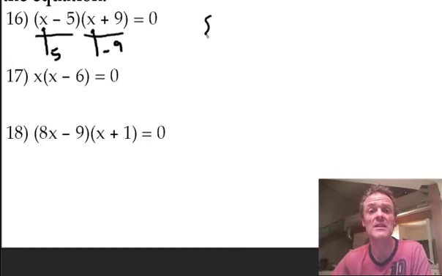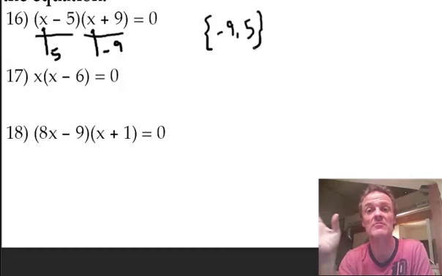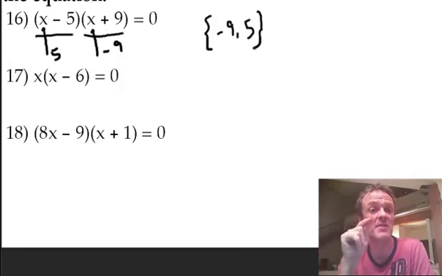So I'm just going to write the two answers like this. Here we go, in order: negative 9, comma, 5. And that's, in the curly parentheses, how you're supposed to write the answer. Negative 9, positive 5 makes that 0. Those are your two answers, because there are two x's I can see.